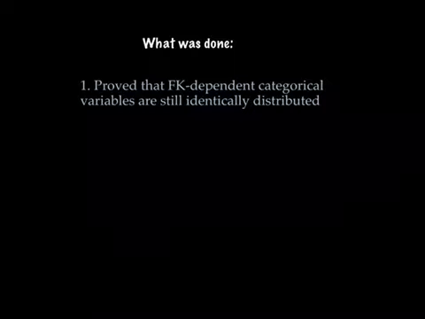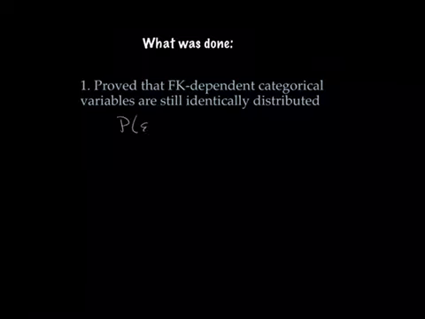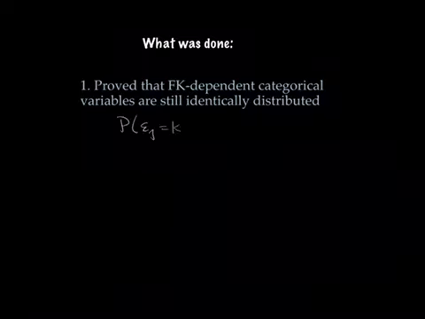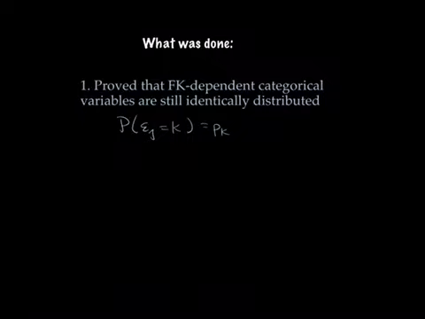We proved that the first-kind dependent categorical variables are still identically distributed. What that means is that even though there is a dependence of the second, third, fourth, etc. on the first one, the probability that epsilon j is equal to some category k is still little pk, where j is a subsequent person after the first one. So they're actually still identically distributed. We actually needed that because we're going to use that later to look at the generalized multinomial distribution.